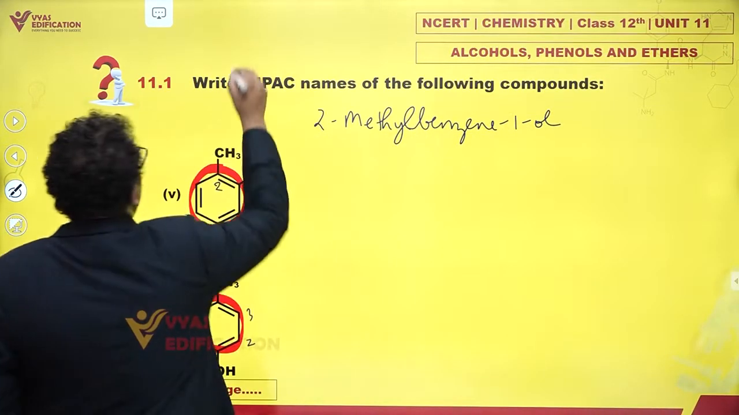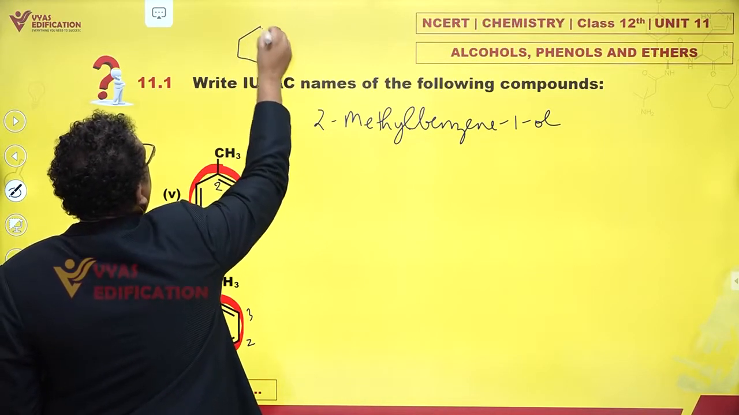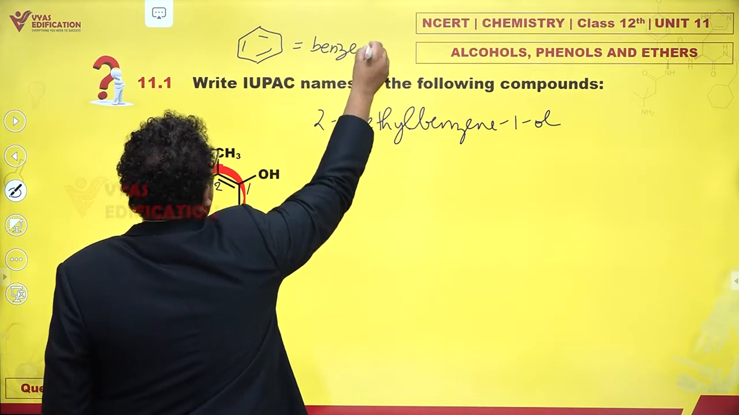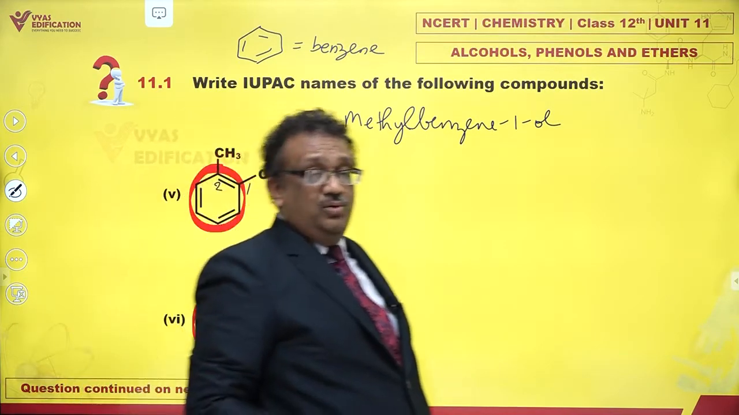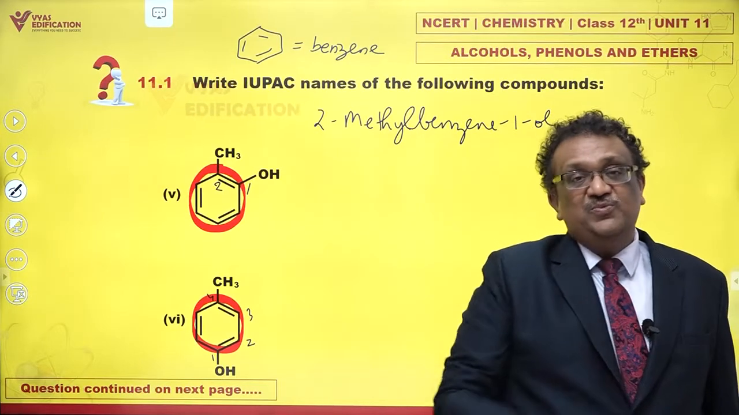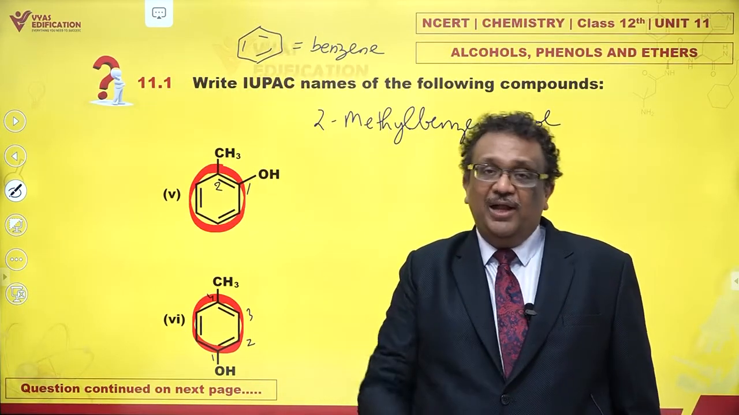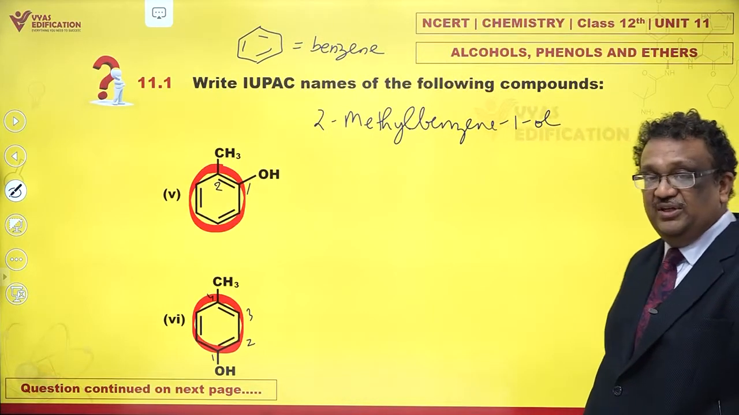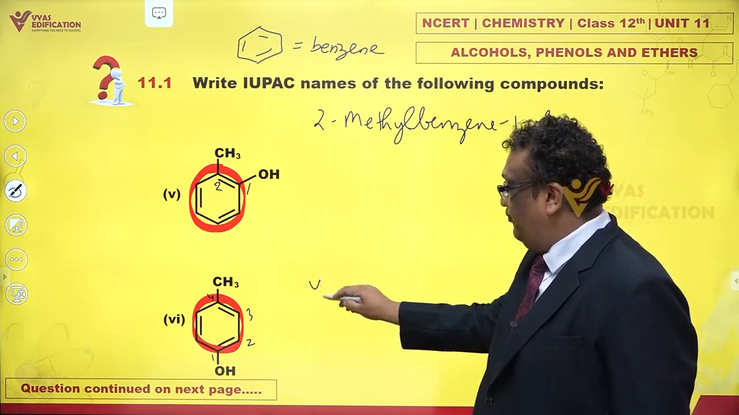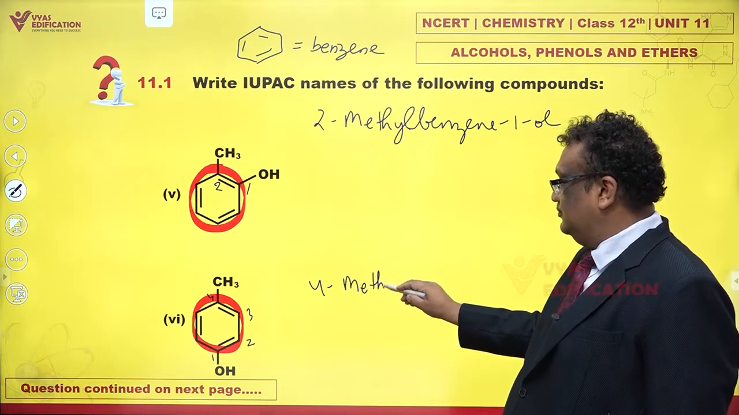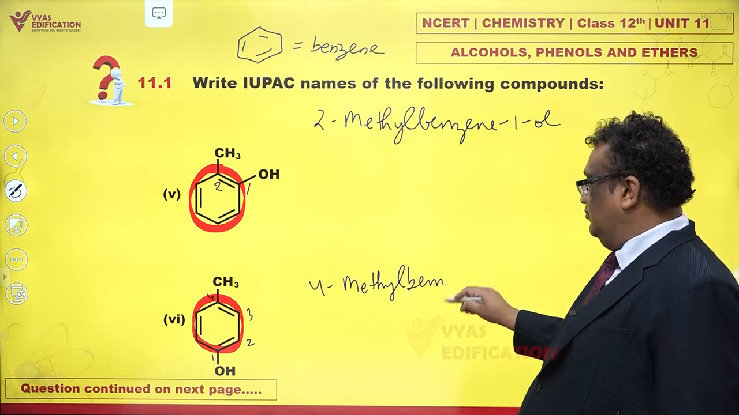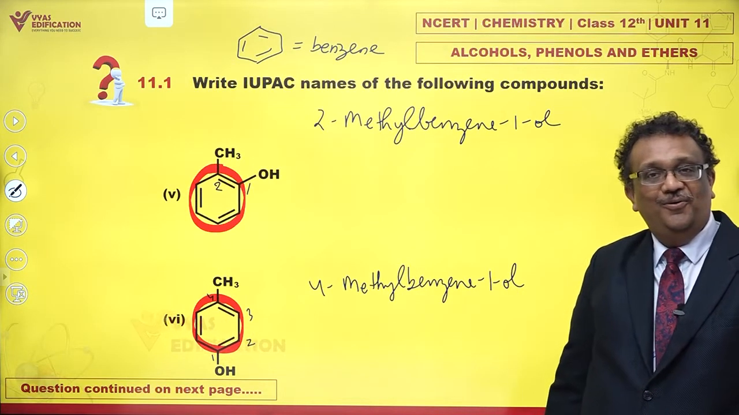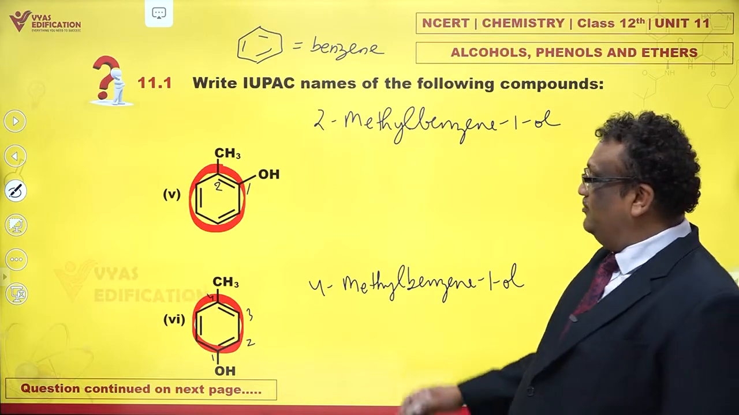Are you aware? I hope you are aware. In case you are not, please become aware that this thing is called benzene. You don't say this is cyclohexatriene. No, it is benzene. It goes by a special common name which is accepted by IUPAC. This is 2-methylbenzen-1-ol. What about this one? This is 4-methylbenzen-1-ol.